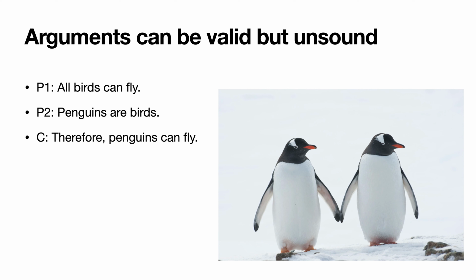This is an interesting argument, but of course it's wrong. Premise 1 is false. There are flightless birds such as penguins. So this is an example of where your reasoning can go wrong. You can still have a valid argument, but if the premises are false, then even if the conclusion would follow, because the premises are false, we can't conclude the conclusion is true.